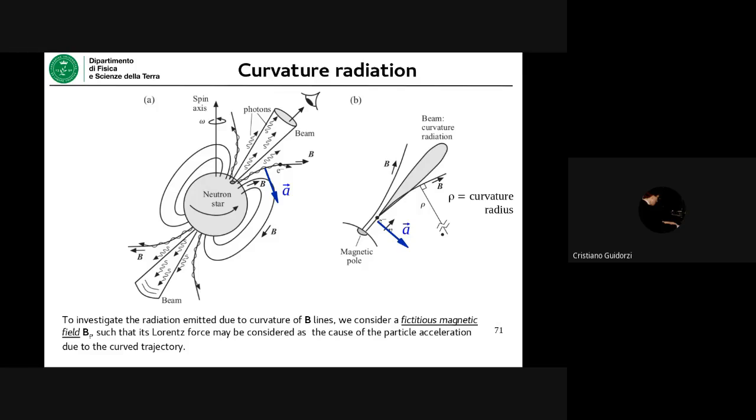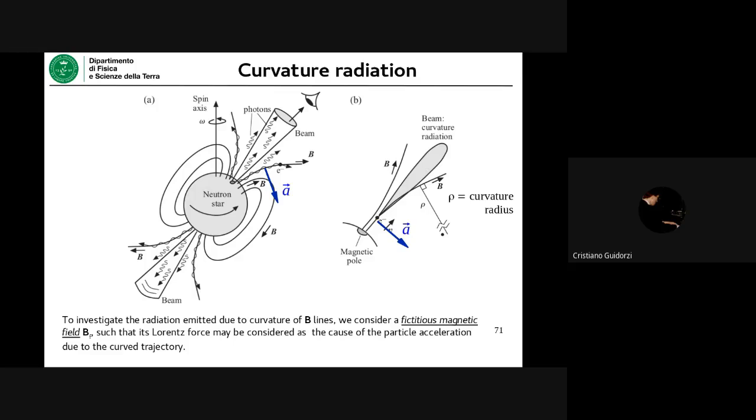So the acceleration is just due to the fact that the electron is moving along a curved trajectory. Of course, the curved trajectory is the result of the structure of the magnetic field lines, which are bent. But you see, it's a completely different mechanism. Here you have something which makes the electron accelerate due to something else. It's not the Lorentz force.